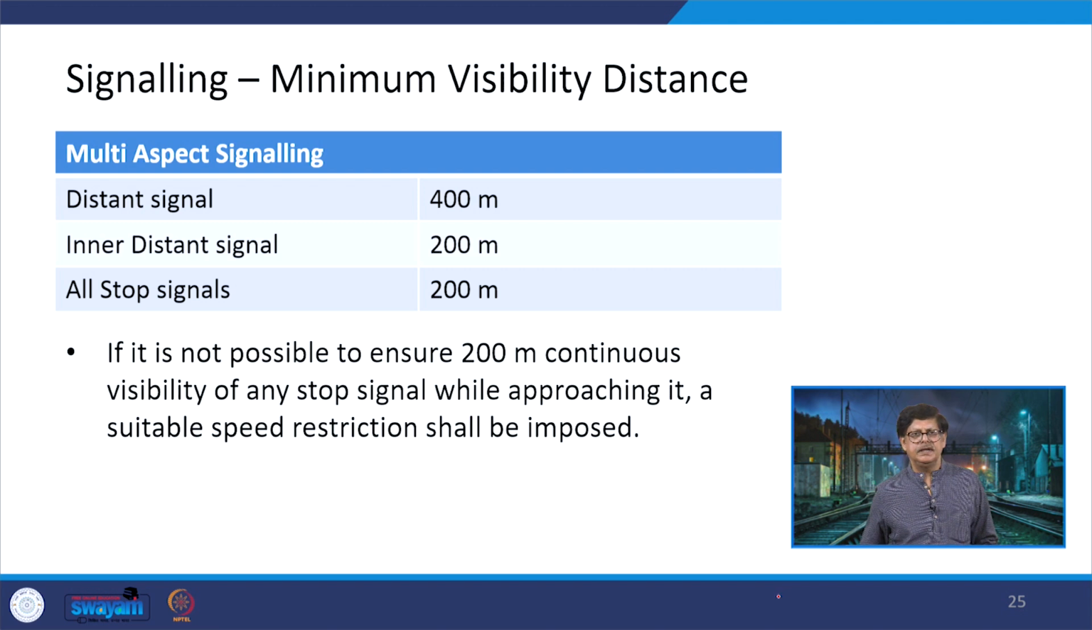In the case of multi-aspect signaling, for distant signals it is 400 meters, but for inner distant and the stop signals it is 200 meters only. Now, in this case, if this 200 meters is not possible and there is a problem with the continuous visibility of a stop signal on approach, then suitable speed restrictions need to be imposed at this particular section.